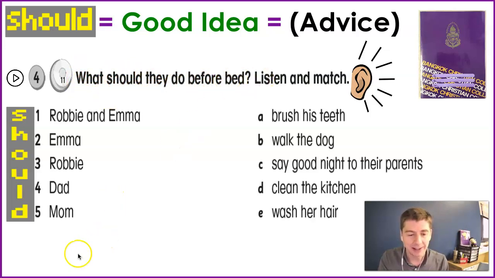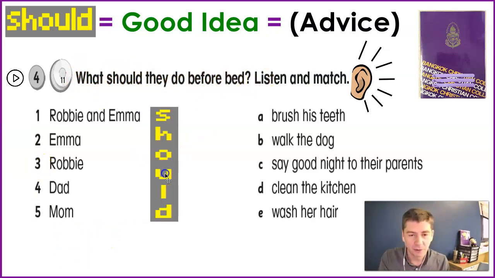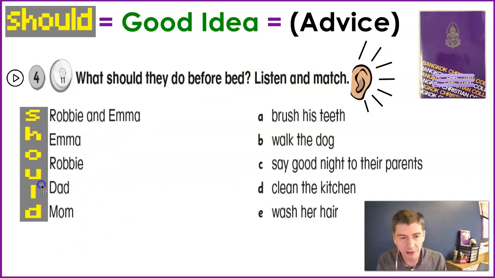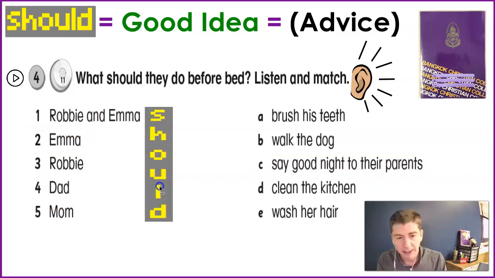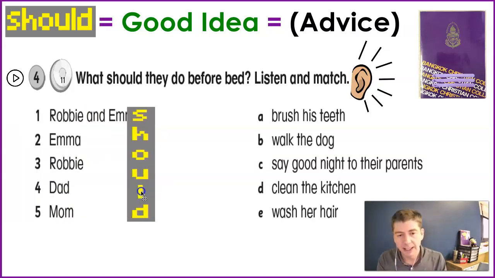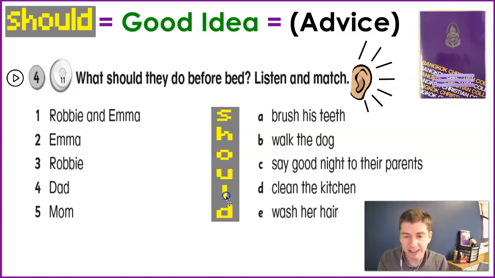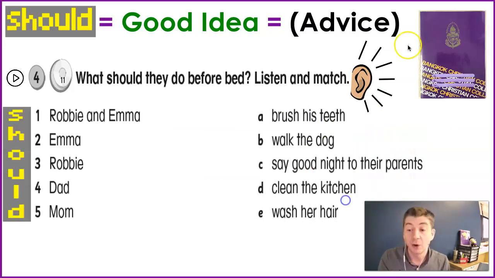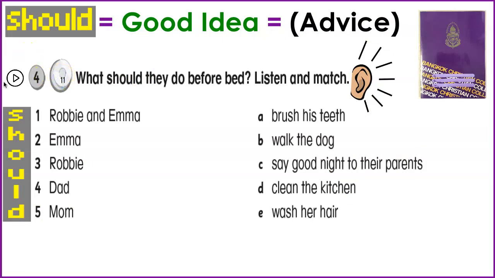Listen and match. We have some characters here that we already know about. Robbie and Emma. Emma, Robbie, Dad and Mom. And we have some activities that they should do. Write your answers in your notebook. 3, 2, 1, action. What should they do before bed?